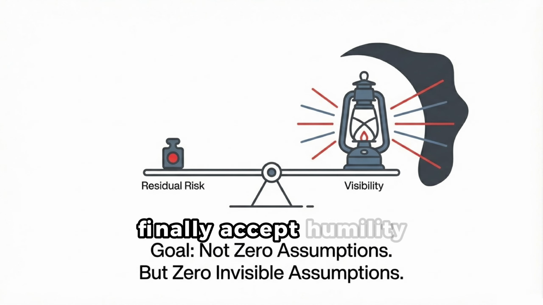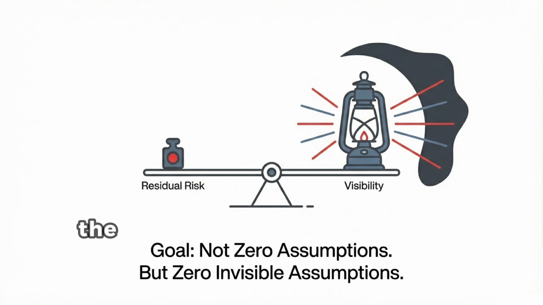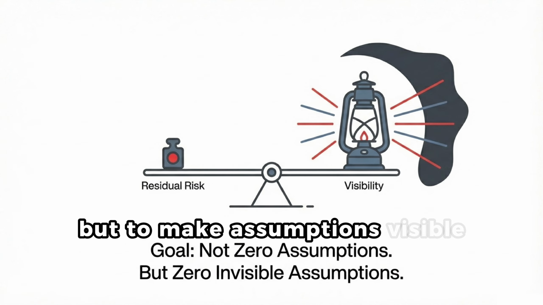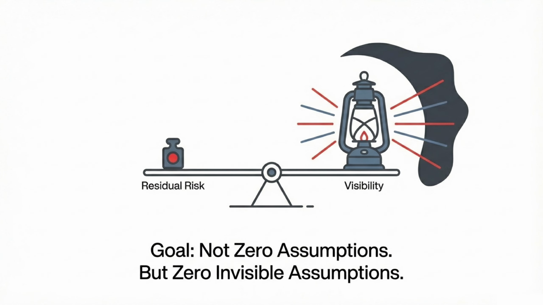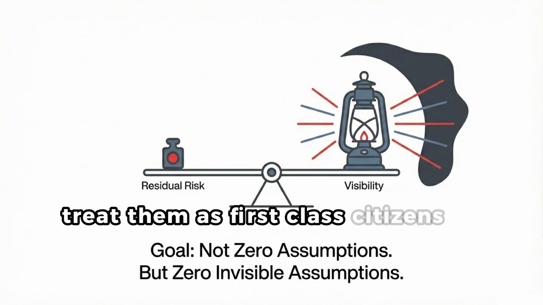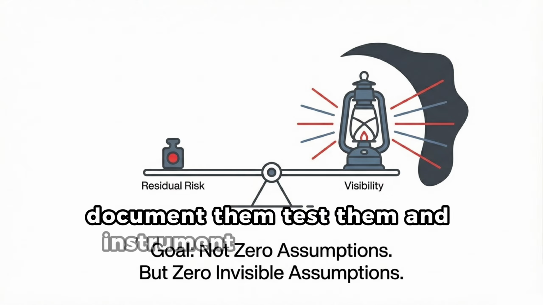Finally, accept humility. Some residual risk will always remain. The goal is not zero assumptions, that's impossible, but to make assumptions visible and to reduce the likelihood and impact of their violation. Treat them as first-class citizens in your architecture. Document them, test them, and instrument them.